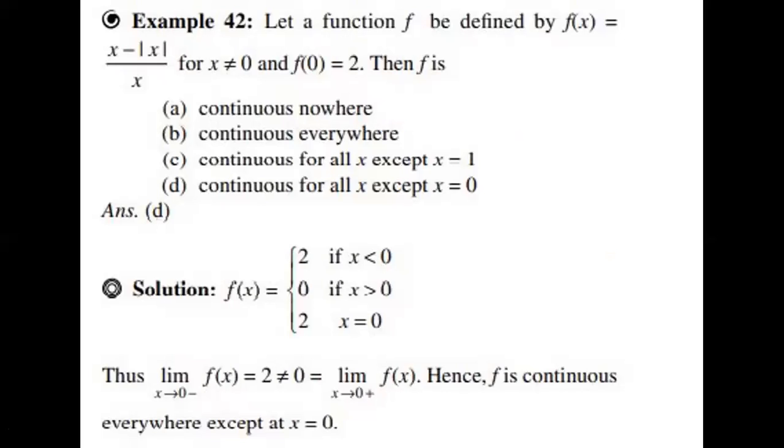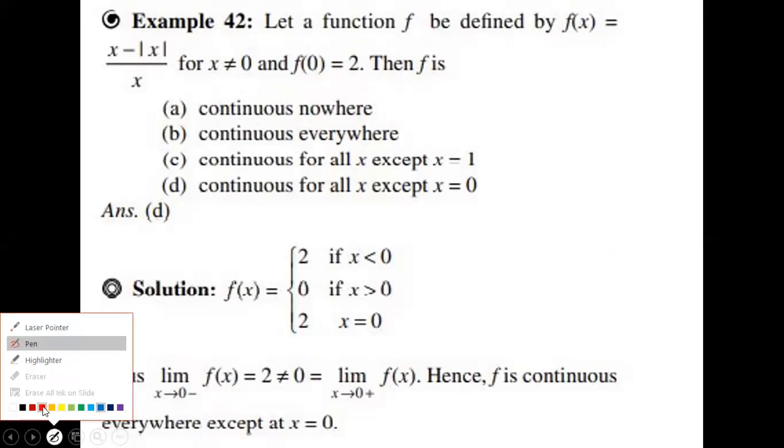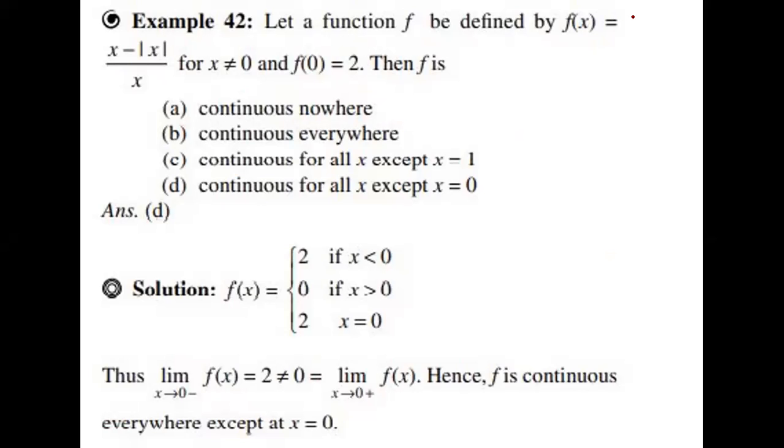Let a function f be defined by f of x is equal to... This is the question given. What is the meaning? x minus mod x by x when x is not equal to 0, and at x equal to 0 the condition is given. That is the f of x condition.